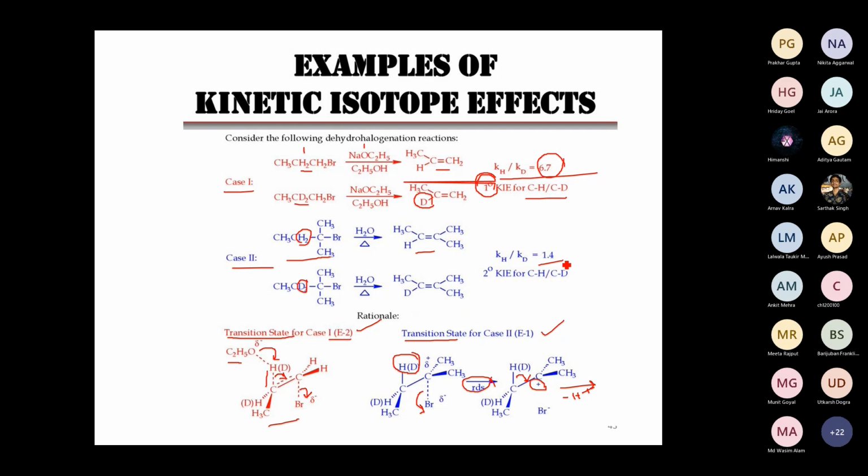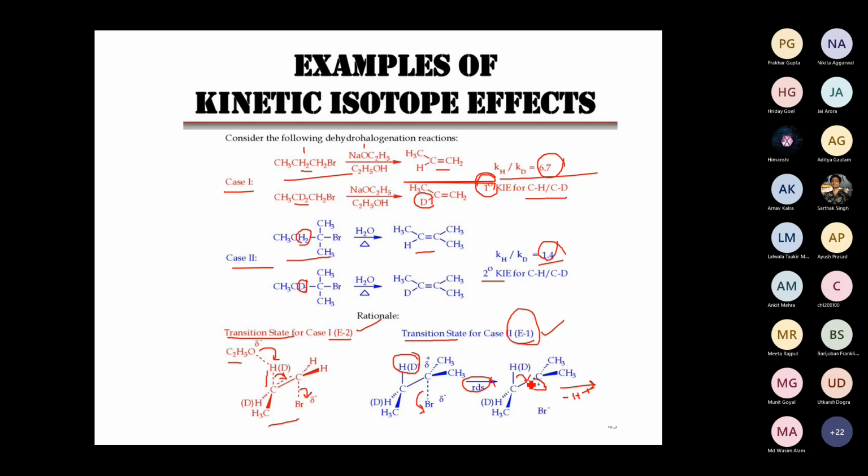So what does it mean? You can see there is a marked contrast between case 1 and case 2. In case 1, kH by kD is 6.8, but in this case it is 1.4. So 1.4 means this is a secondary kinetic isotope effect. Most likely the CH or CD bond is not being broken in the rate determining step. That is the first conclusion. So what might be the possible transition state? It might be the E1 case. This is an example of the E1 case.